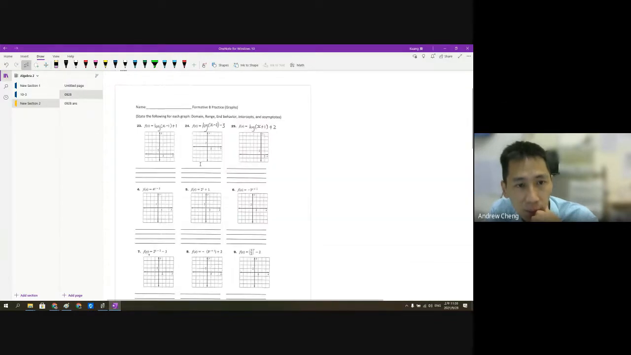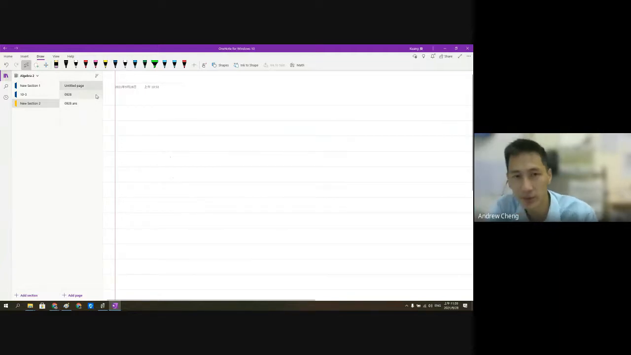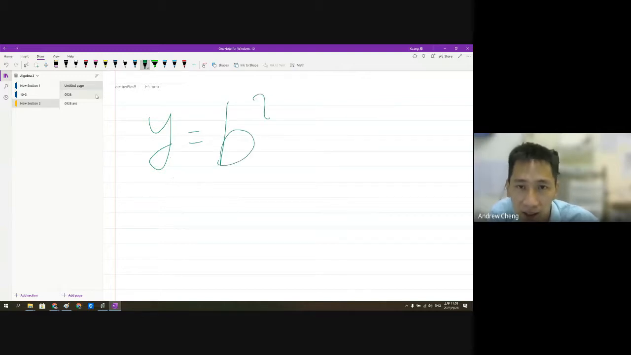Let's have a look at the transformation again. y equals b to the power x, plus or minus something in the exponent: plus means shift to the left, minus means shift to the right. If it's a constant on the right-hand side, plus means going up, minus means going down.